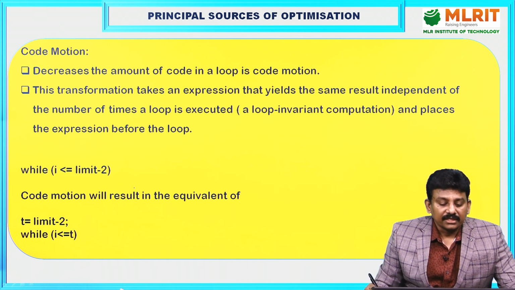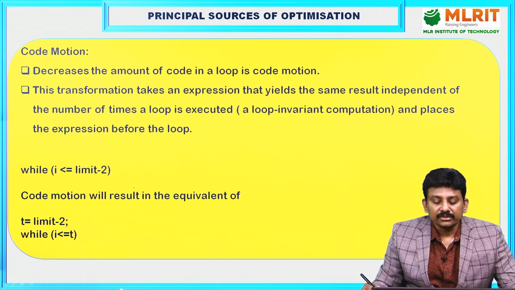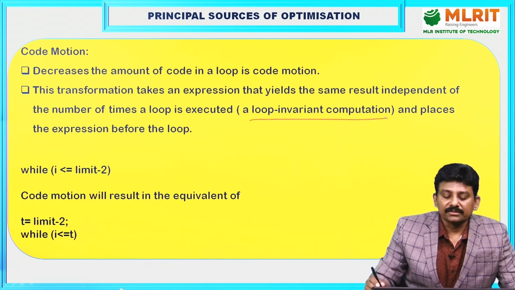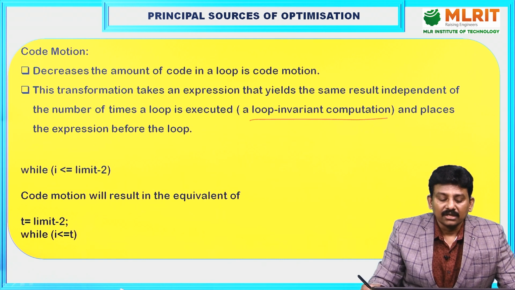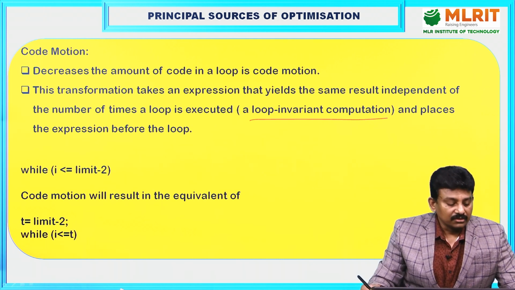This transformation takes an expression that yields the same result independent of the number of times a loop is executed and places the expression before the loop. Here we can move the code from the inner loop to outside the loop. If the value of the expression does not change for any number of times the loop is executed, that is called loop invariant computation. At that time, we can move that statement outside of the loop.